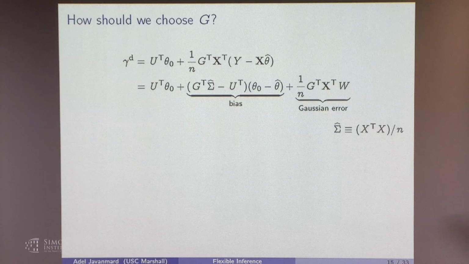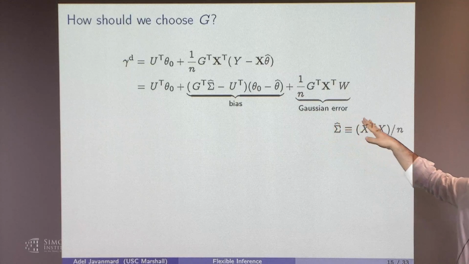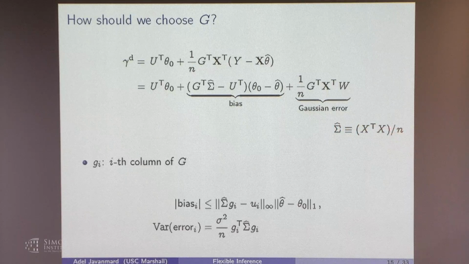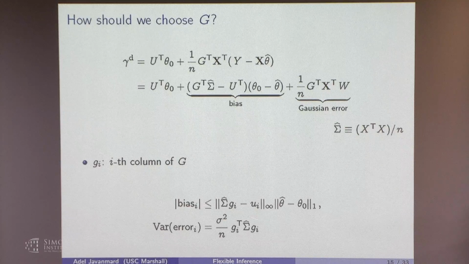Okay. So what's a good debias estimator? Ideally, I want to kill the bias, and I want to make the variance as small as possible. Now, this gives you some idea of how you should choose G. So if you look at the ith coordinate of the bias, you can bound it this way. So it's the L infinity L1 norm. And the variance of the debias estimator is given by this function. So both of them depend on G_i, the ith column of G. So I want to choose G_i in a way that minimizes both of them.